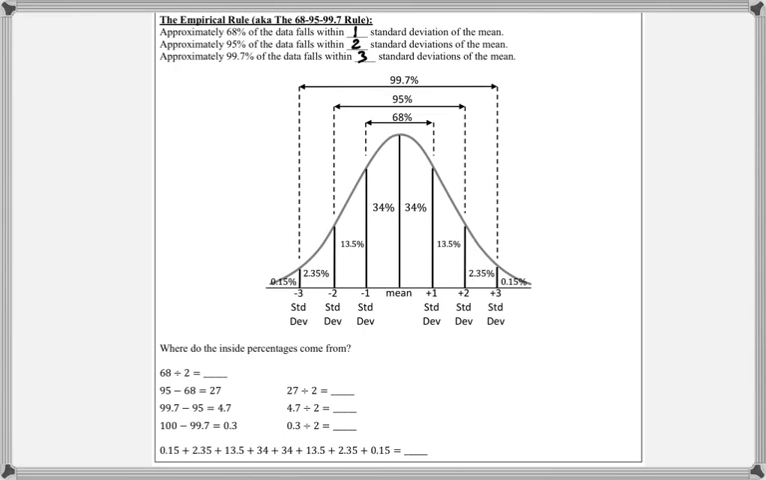Now I want to talk about where the inside percentages come from. If you take the 68% in the middle and you cut that in half, or divide it by 2, that's equal to 34. So that's where we get the 34s from. Next, if you subtract the middle 68 from the 95, then you get 27. And then divide that 27 by 2, you get the 13.5s.